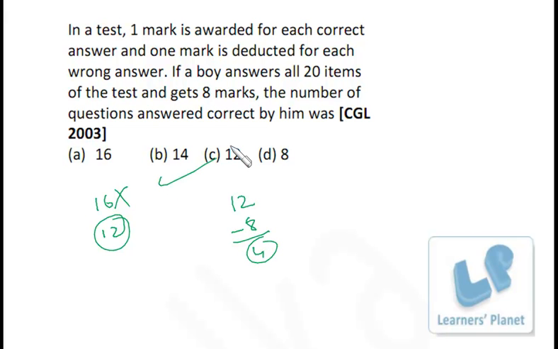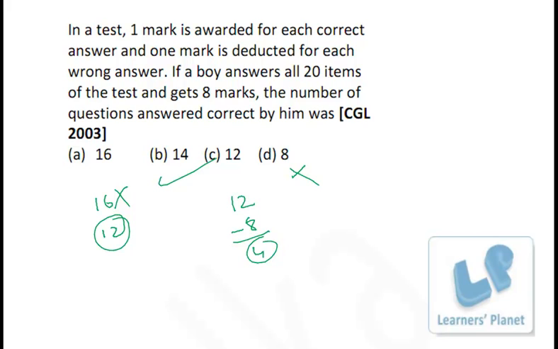If the problem is complicated, or if none of these works, you can use the alligation method. If none of this works and the data is simple, you can even use the backward approach, that is, you can check by options. That will also be very easy, as I have explained over here, right? In case of 14 we have already checked. 16 is not favorable, 12 is not favorable, and no need to check 8, because it's already getting 8 marks, so it cannot be the correct answer.